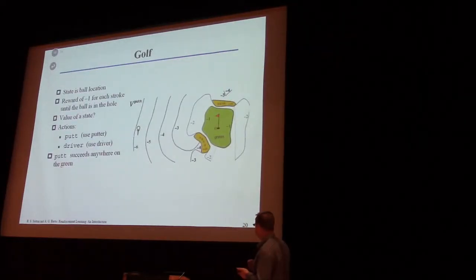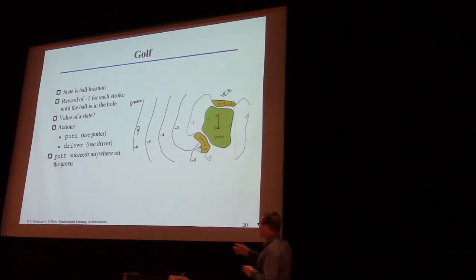One simple example of a value function is playing golf. The ball location is the state, and you want to get to the hole. Let's say we get minus one for each stroke, so it counts the number of strokes. If you want the value of a state, given that you're going to putt the whole way, you get these kinds of value functions, where the further away you are, the more negative the value is, since it's going to take several steps until you get there. So this is for an undiscounted reward.